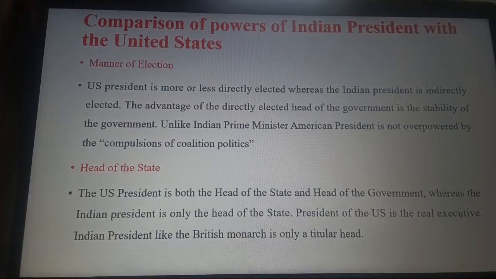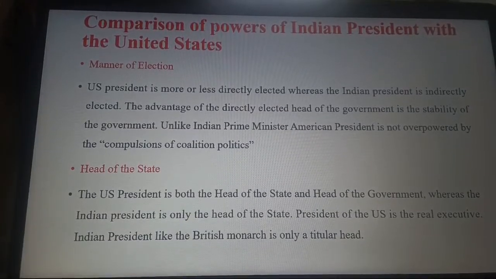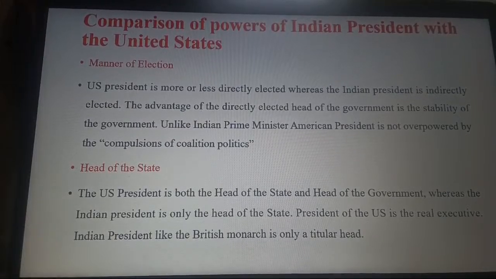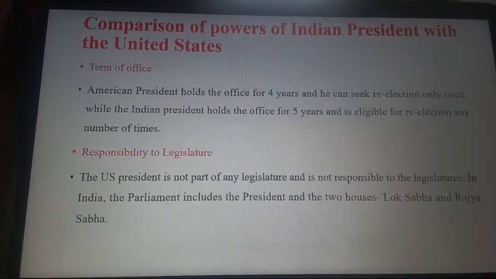Head of the state: the US president is both the head of the state and head of the government, whereas the Indian president is only the head of the state. The President of the US is the real executive. The Indian president, like the British monarch, is only a titular head.